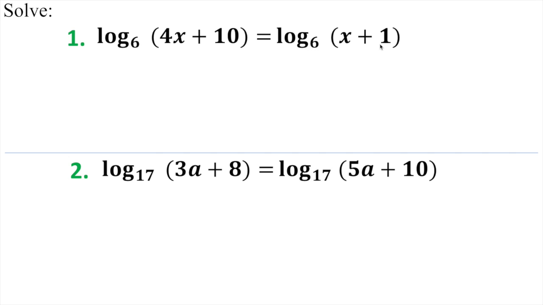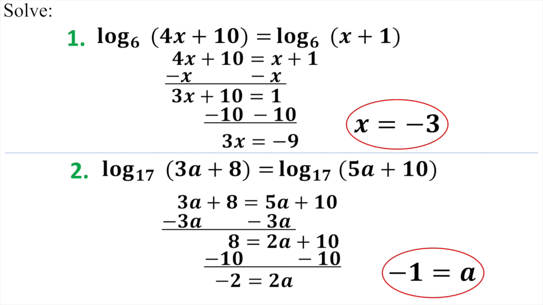So push pause on the video now, work through your answers. After you've obtained your answer, come back and push play. Check your answers here. Really, these look like really daunting ones. Because they both have the same log and the same base, these two components here have to be equal to each other. So all we do is 3a plus 8 equals 5a plus 10. These two in parentheses here equal each other. That's it. And then we solve it.